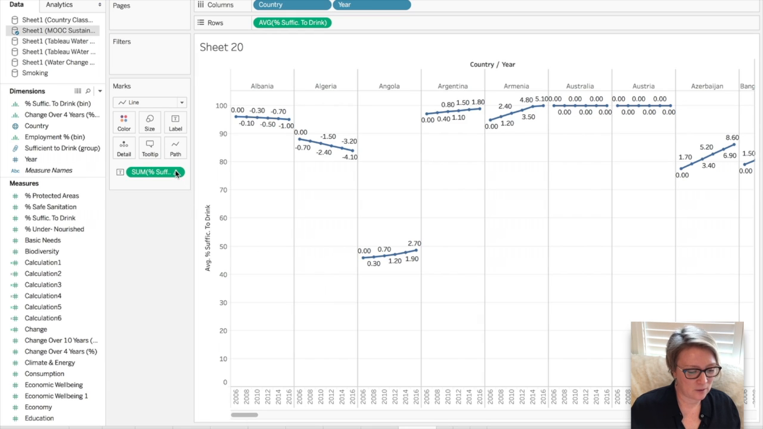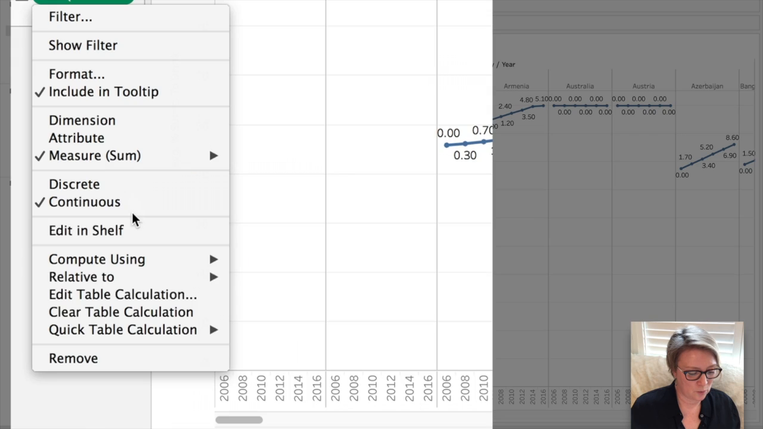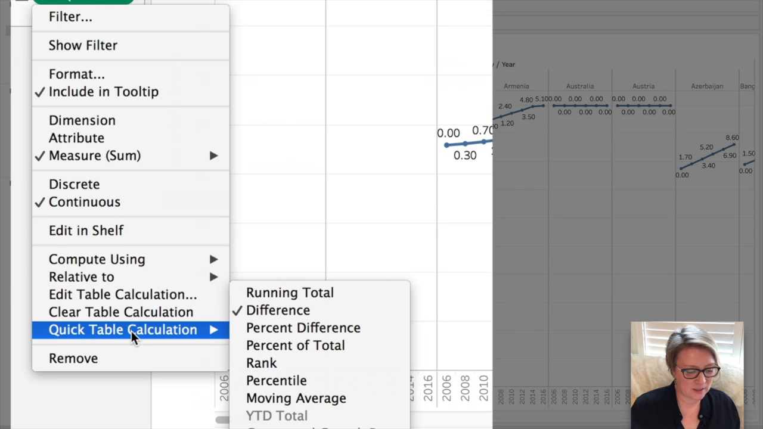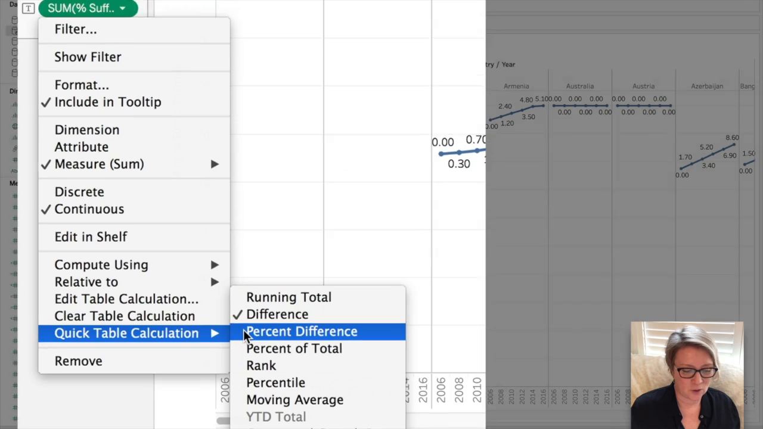So let's go back here to Tableau, and instead of telling it to have the quick table calculation be difference, we're going to have it be the percent difference. So this is a measure that takes into account the number where you started and the number where you end up, not just the raw number of percentage point changes.